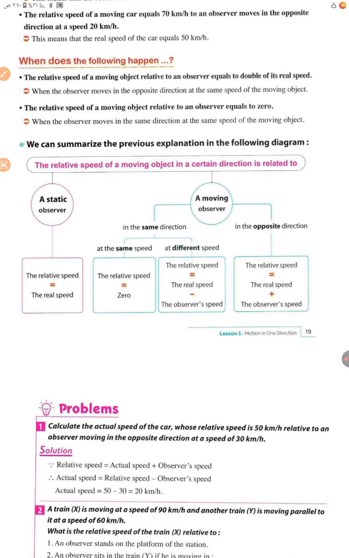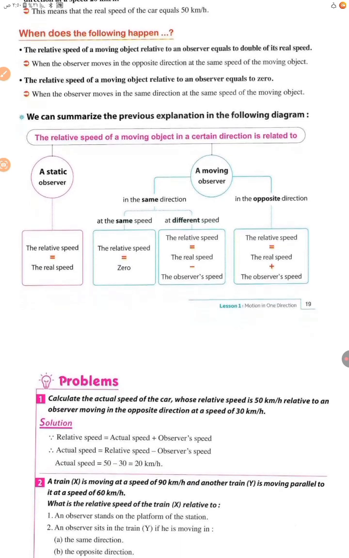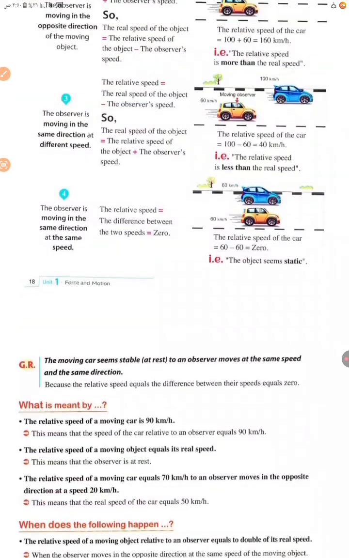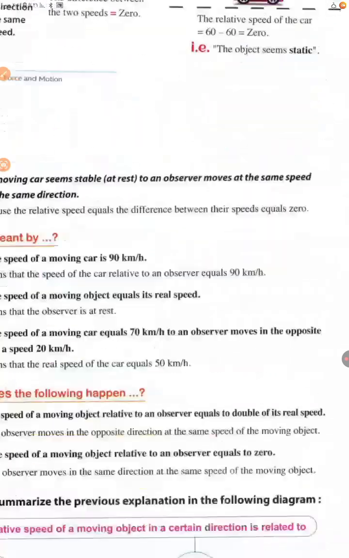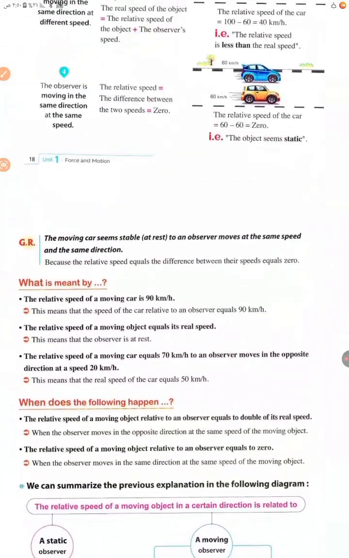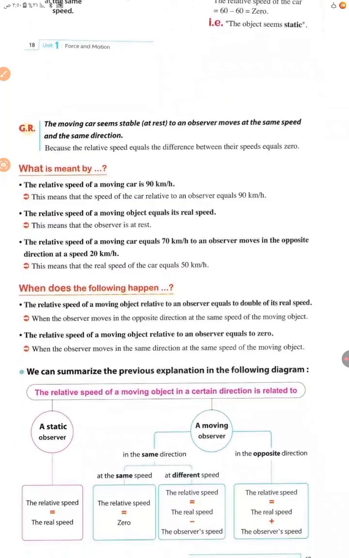The relative speed of a moving object relative to an observer equals 0. متى بيساوي صفر؟ When the observer moves in the same direction at the same speed of the moving object. اللي هي كانت آخر كيس.